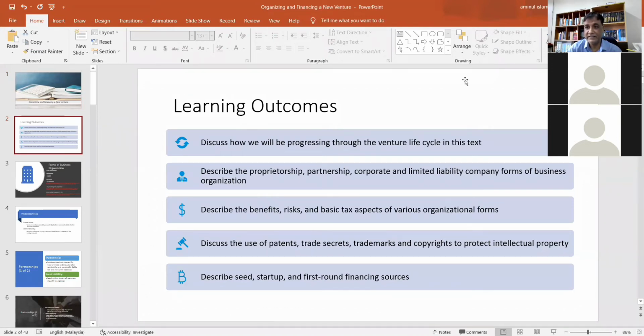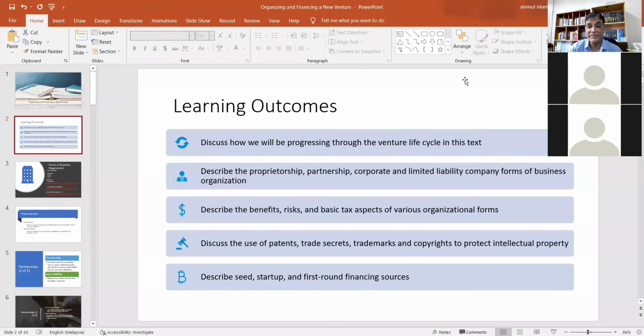Okay, basically in this session's discussion, we'll be looking at proprietorship, partnership, corporation, limited liability company, and different forms of organizations. So at the end of the session, you should be able to understand all these different formats of new ventures that can be organized. And also, we'll be looking at benefits, risks, and basic tax aspects of various organization forms.